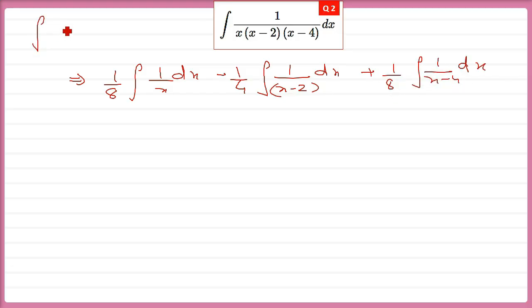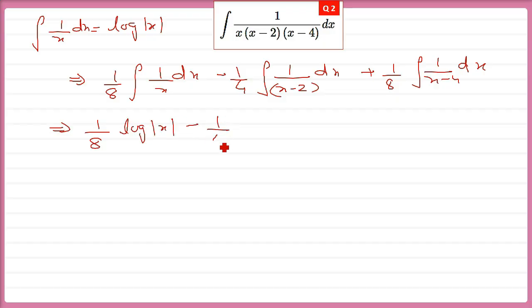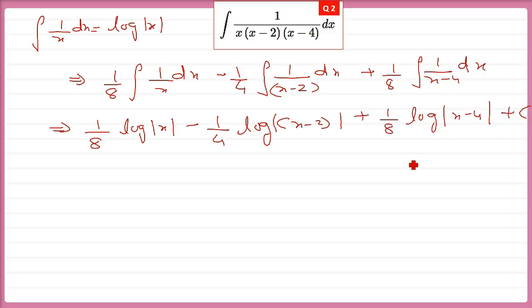Now you already know integration of 1 by x is log modulus x. So 1 by 8 log modulus of x minus 1 by 4 log modulus of x minus 2, plus 1 by 8 log modulus of x minus 4 plus a constant of integration. Now this is done. But if you want to make it more simplified, you can take 1 by 8 common, because we see 1 by 8 is along with two terms.